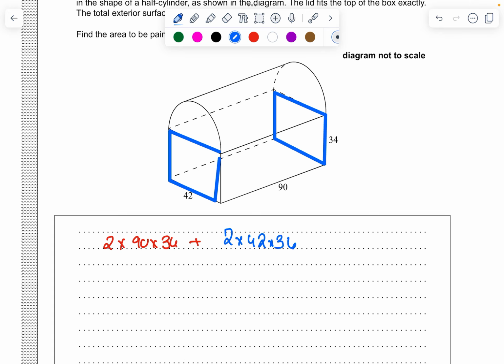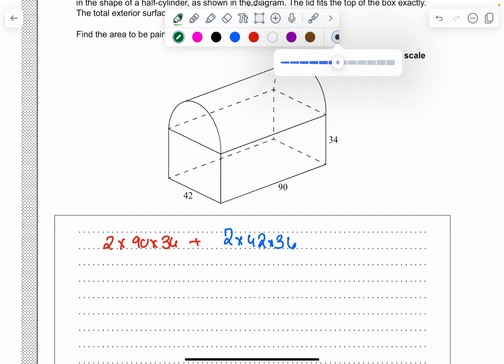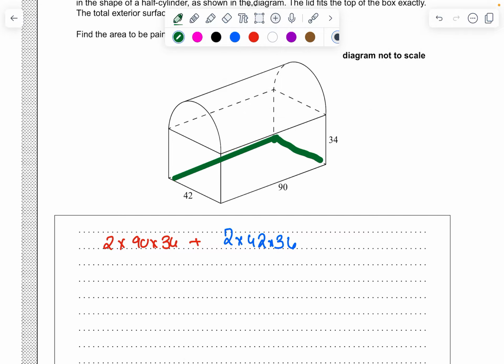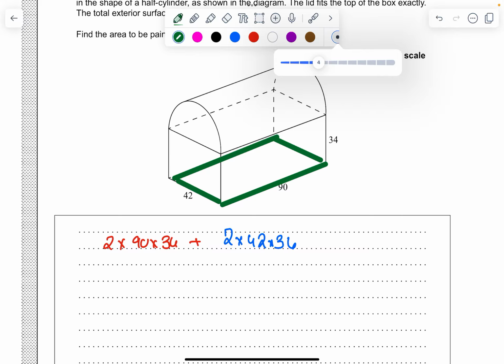Then we have one base. The base is a rectangle with the dimensions 90 and 42. There is only one base with 90 and 42. So plus 90 times 42.